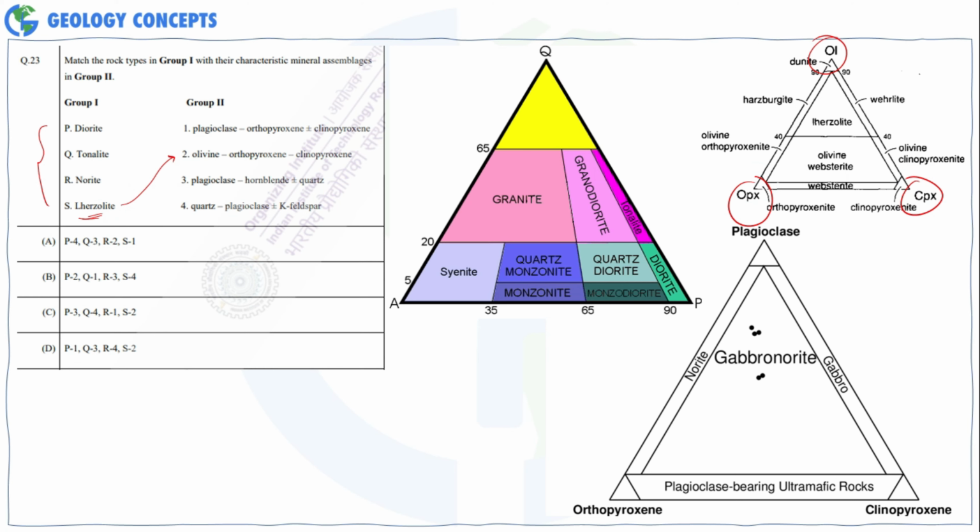Diorite is a rock which contains plagioclase and some dark mafic minerals such as hornblende, so I can relate diorite to plagioclase, hornblende and quartz. Tonalite is something which contains quartz, alkali feldspar and plagioclase, so tonalite should be, no, not that, it should be quartz, plagioclase and K feldspar. And norite on the other hand is something which contains plagioclase, OPX and CPX, so it should be 1. Now the sequence you can see is 3, 4, 1, 2, which is option number C here.